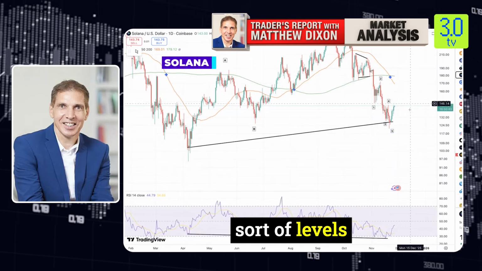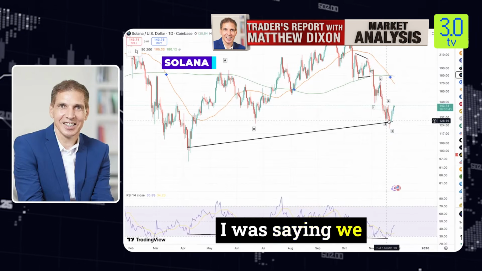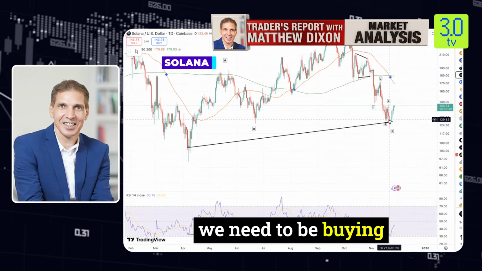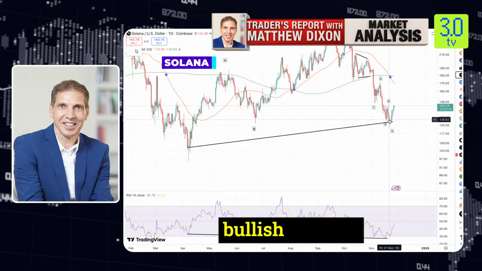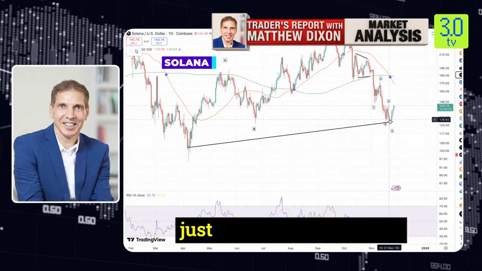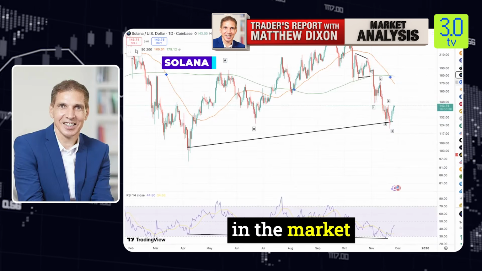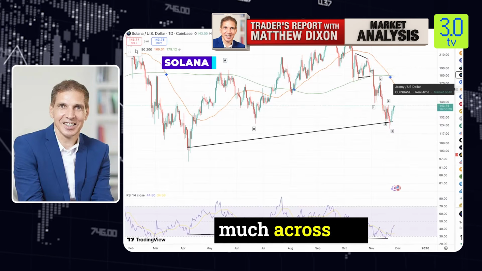So from these sort of levels, you know, I was saying we need to be dollar cost averaging. We need to be buying. I've been bullish. When a lot of people have been turning bearish, I've remained bullish and just said these are just buying opportunities in the market. The same goes pretty much across the board.